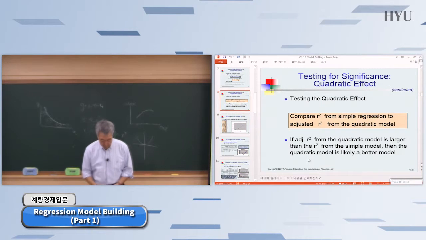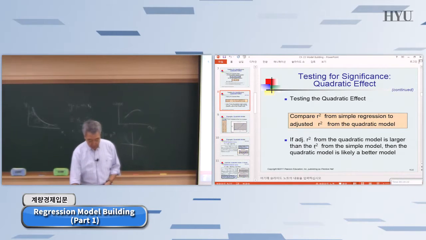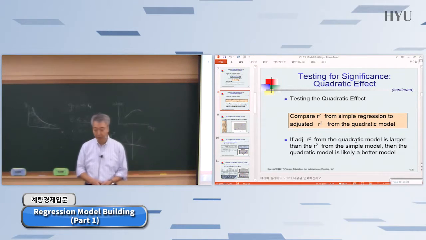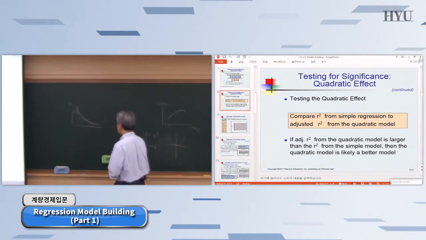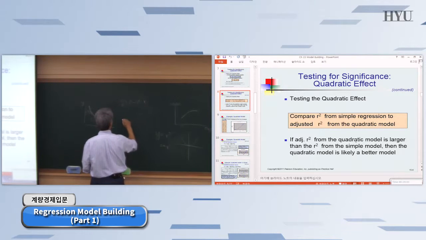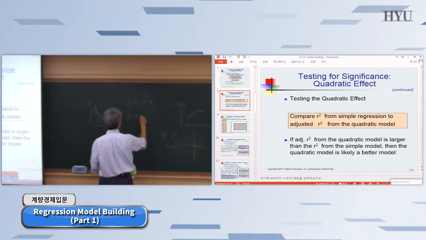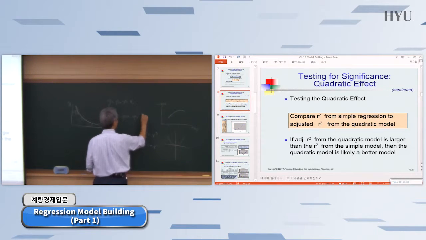All right. So if adjusted R square from the quadratic model is larger than the R square from the simple model, then the quadratic model is likely a better model, right? Why is that? Because you have y is beta naught plus beta 1 x, versus y is beta naught plus beta 1 x1 plus beta 2 x1 square.